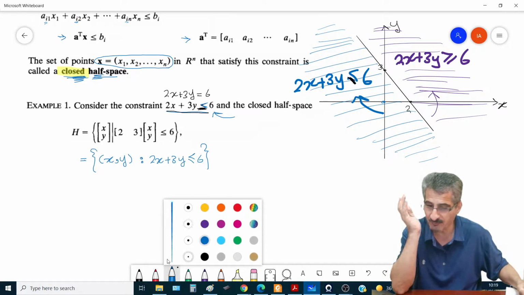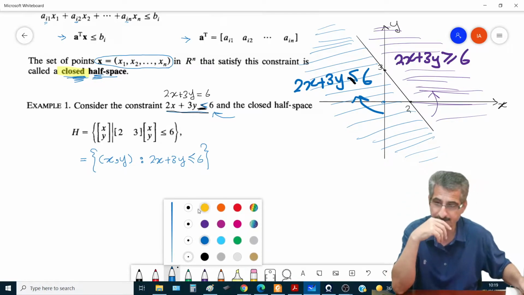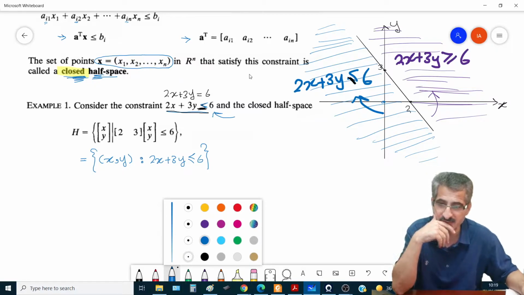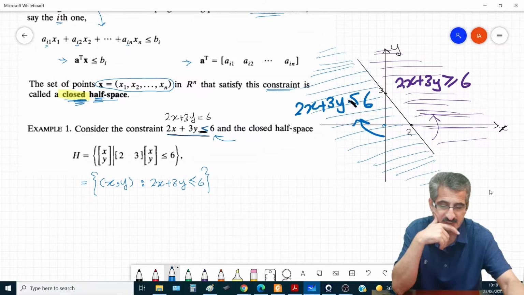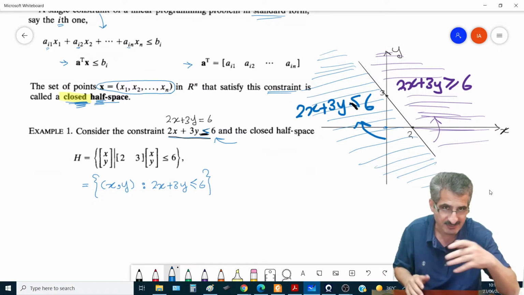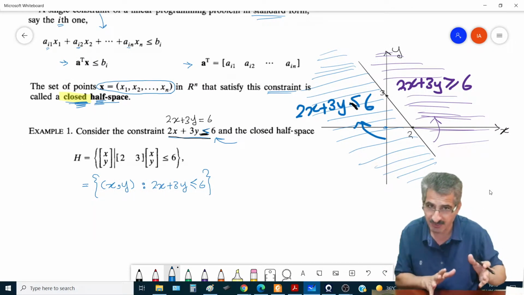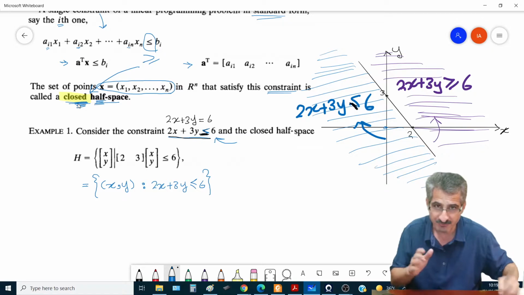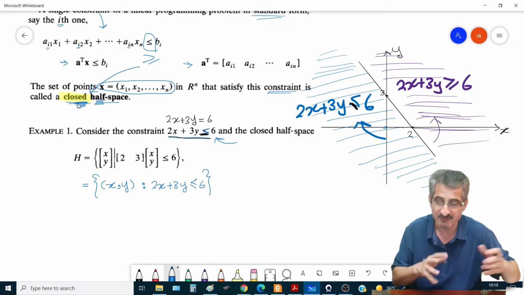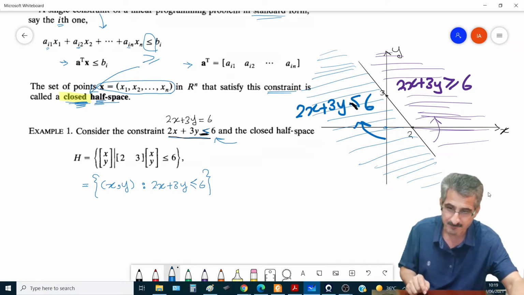Any one of them would be called a closed half space because it says a constraint, right? Constraint. And the constraint above there is not necessarily to be less than or equal. It can be greater than or equal. This one can be greater than or equal, but still for the definition we will still call it a closed half space. Okay, either way.